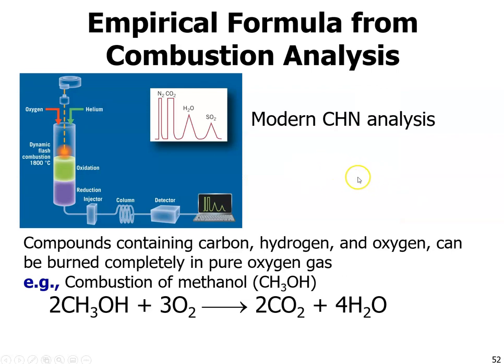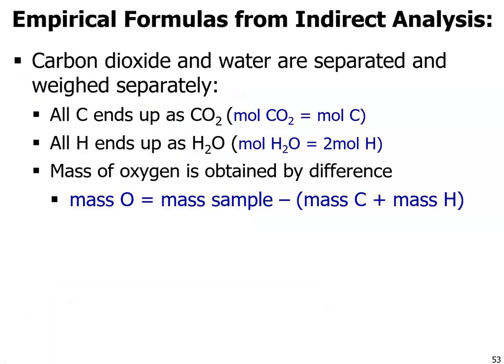A more modern analysis will actually do something similar where we have our sample and you do the same thing. You'll burn it, and then it goes through an injector and a column and a detector to tell you basically how much is there. So these can be burned completely in pure oxygen, and then we get something like the combustion of methanol. It'll give us various peaks, and these can even look at sulfur content, nitrogen content. It'll look at more things than just carbon and oxygen and hydrogen. Here's a write-up of what I just talked to you about in terms of the analysis.